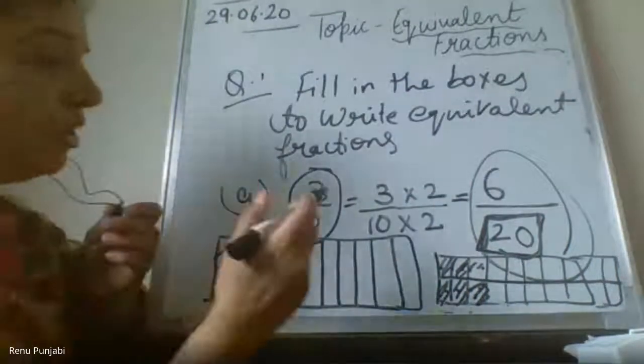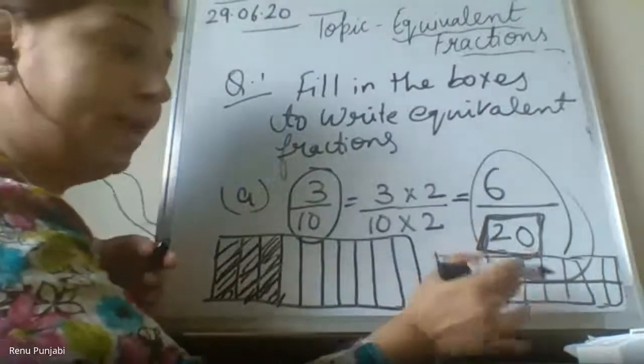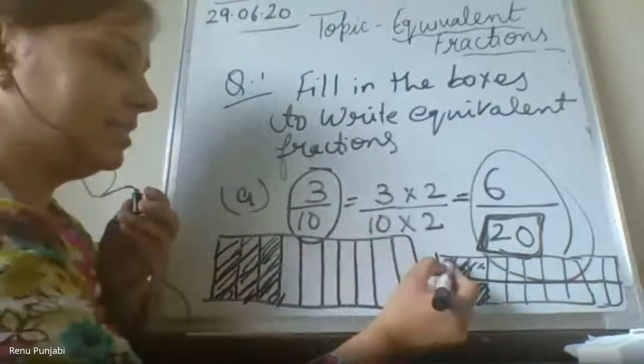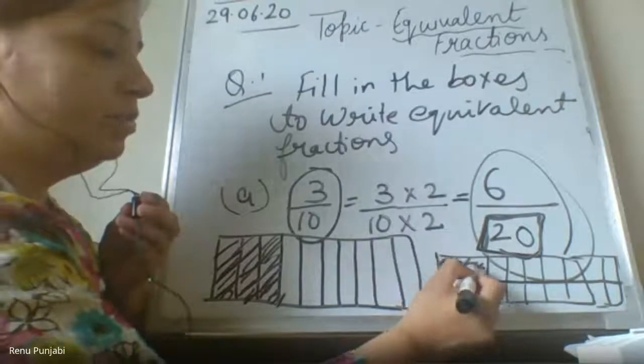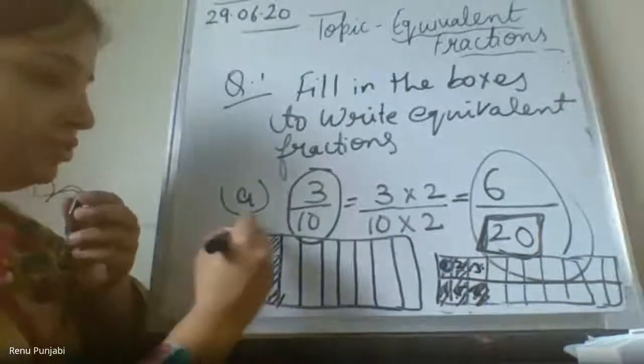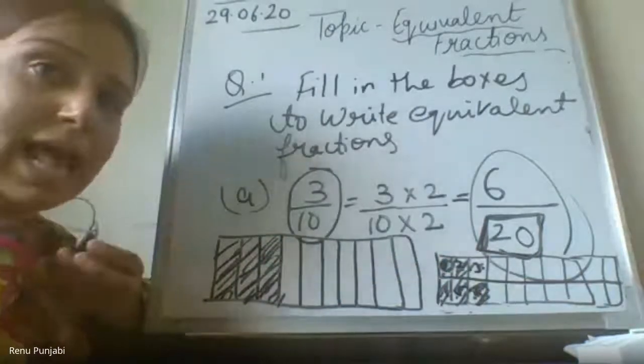Now the same chocolate bar I divided into 20 equal parts. And out of 20, I ate 6: 1, 2, 3, 4, 5, 6. Can you see in this picture, is there some similarity?